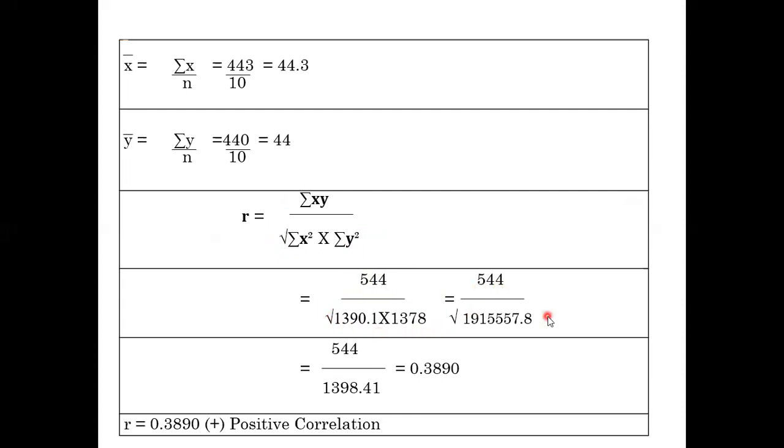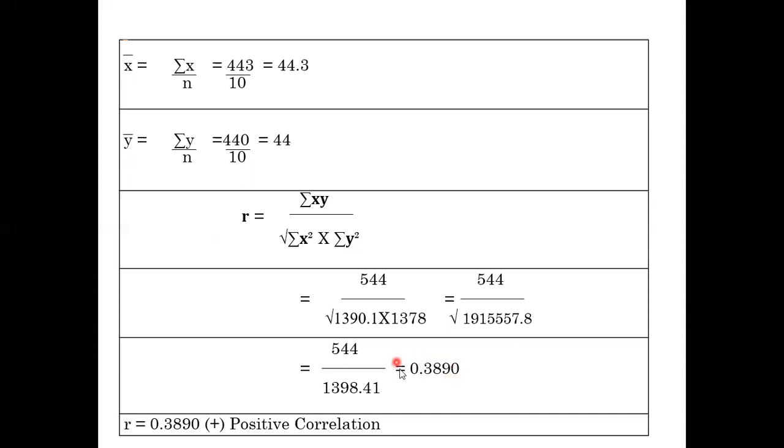And 544 divided by root, if you multiply these two values here, you will get the value 1915557.8. So 544 divided by, if you put the root for this value, you will get 1398.41. Okay, next step is 544 divided by 1398.41, that is equal to 0.3890. Here the value is 0.3890, and you do not get any minus sign here.